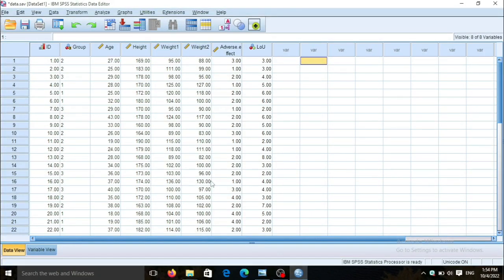Hello guys, it is Research Series, and in this session I want to discuss how to measure if your dataset has a normal distribution or not.